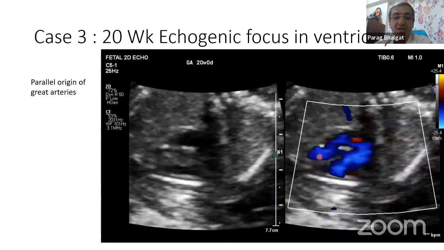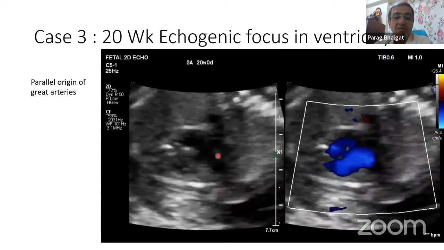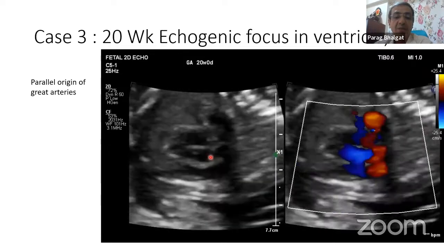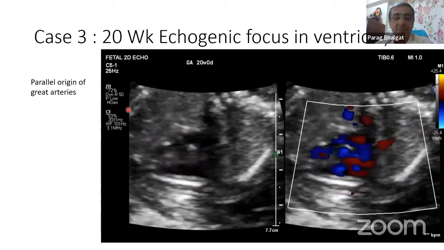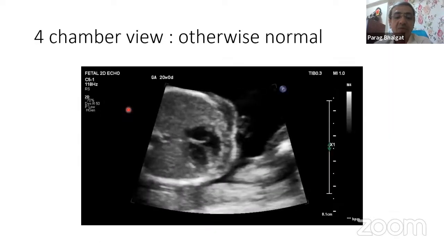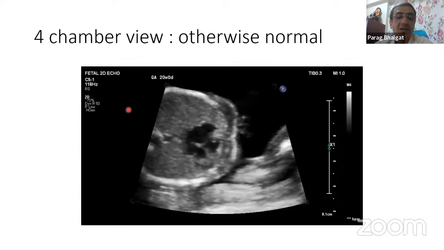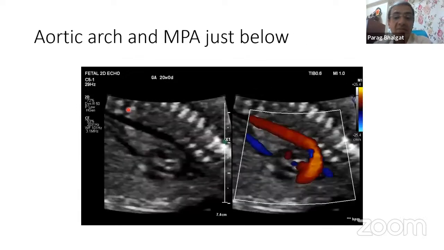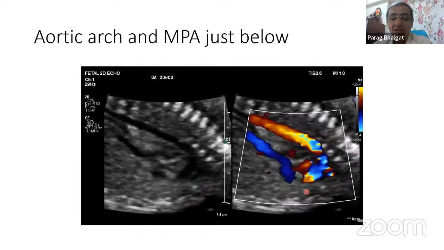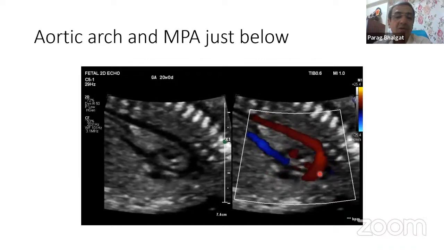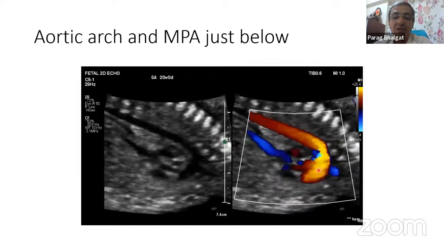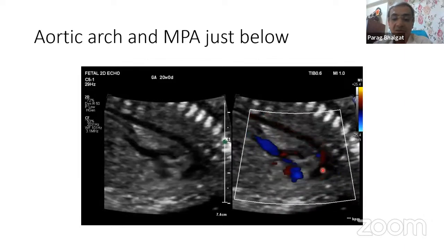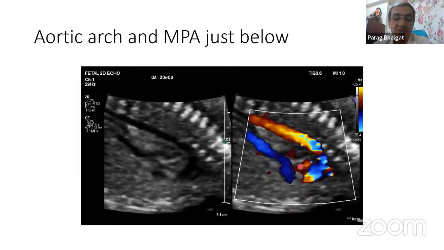This is another case. This is the LV and MPA, RV and aorta. Four chamber view is otherwise bang normal. Nobody will suspect any heart disease in this case. And then this is the aortic arch, which otherwise in a normal heart will be the ductal MPA arch. This is the aortic arch, but this is not the MPA and ductal arch. And this is the MPA here.